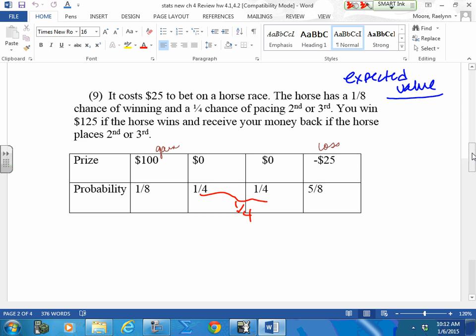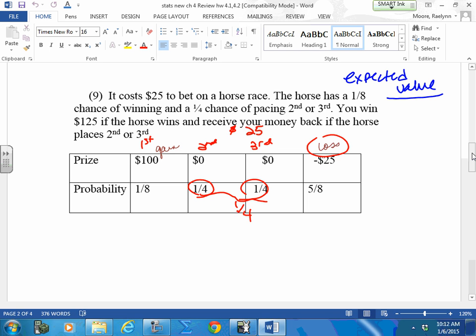You would win $125 if the horse wins, and you get back your money, $25, if the horse places in second or third. This is first, second, third. This is, you lost. It's not in your first three places. So they want to know, overall, what do you expect to gain?